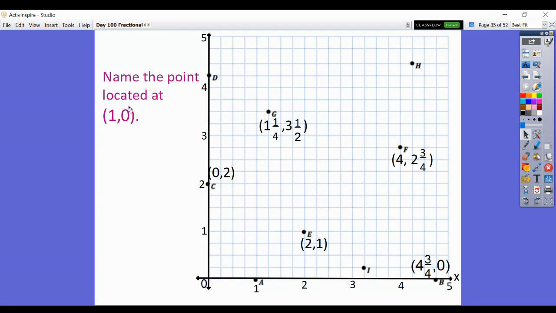Name the point located at 1 and 0. Well, 1 and 0 would be right here, right there where my cursor is. Now, if you have graph paper at home, that'd be the way to do it. If you don't have any graph paper, you can still kind of grid it out a little bit and understand the process, but it makes it a lot easier if you have some graph paper at home. But not everybody has graph paper just laying around the house.